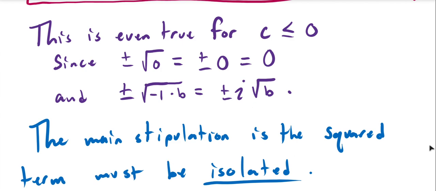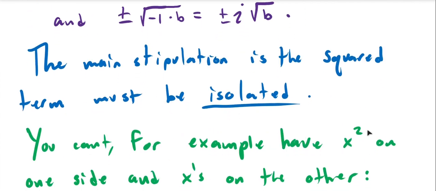Now the main stipulation is that the squared term must be isolated. You have to have your x's gathered together on one side, and they and anything else that's next to the x's have to be being squared, and there's no other x terms, right? We want all of our x's together, and we want the squared term. What we can't have, for example, is x squareds on one side and x's on the other, because you haven't gathered together the x's and isolated the square as being one particular thing.